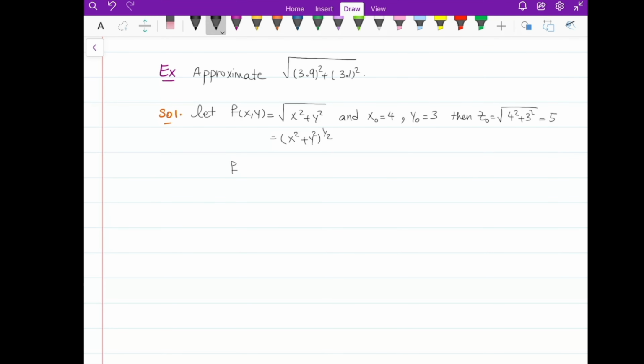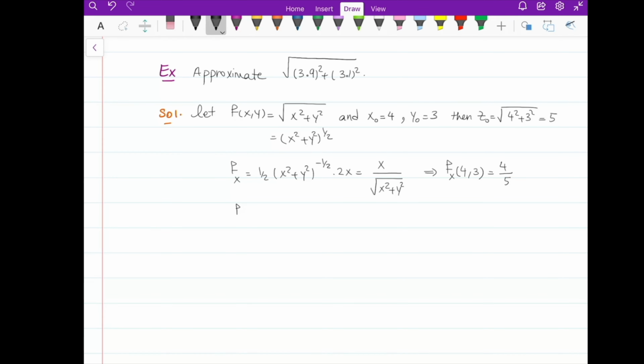Okay, I can rewrite that as x squared plus y squared to the power of 1/2 to get the partial derivatives. I need to find the partial derivative with respect to x. So it would be 1/2, using the chain rule, x squared plus y squared to the power of negative 1/2, times the derivative of the inside function with respect to x, which is 2x. So it would be x over the square root of x squared plus y squared. Okay, and I'm going to plug in the point 4 and 3 into that. So I get 4 over the square root of 4 squared plus 3 squared, which is 5.